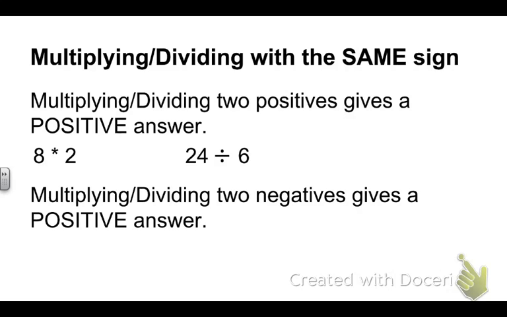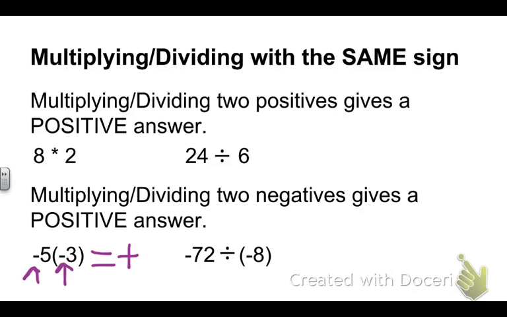It's the same when you multiply or divide two negatives. It'll give you a positive answer. And the reason for this, again, you have to look at the signs that come before the numbers. You've got a negative here, and you've got a negative there. What's the opposite of a negative? The opposite of a negative is going to give you a positive. Same thing here. The opposite divided by the opposite. The opposite of a negative is a positive.